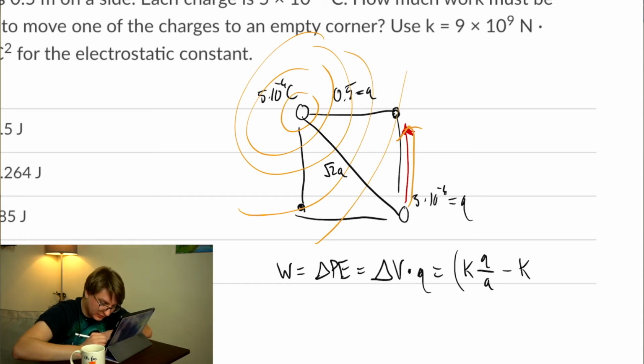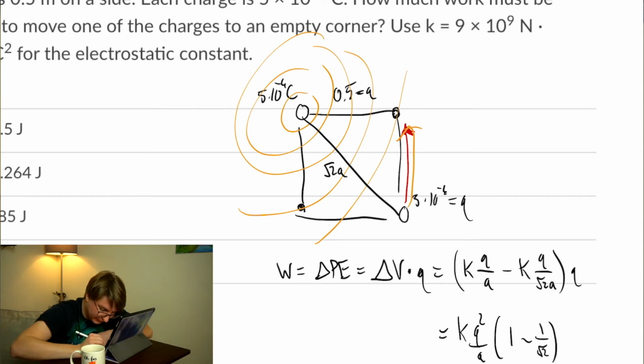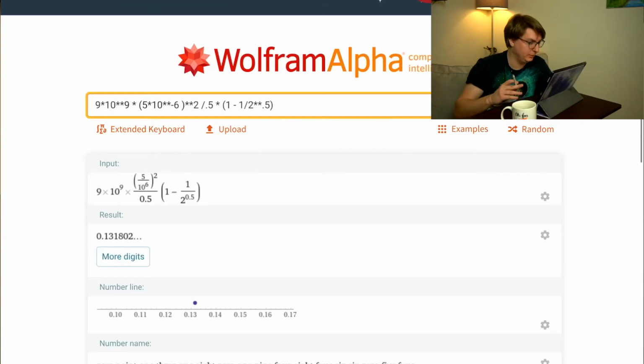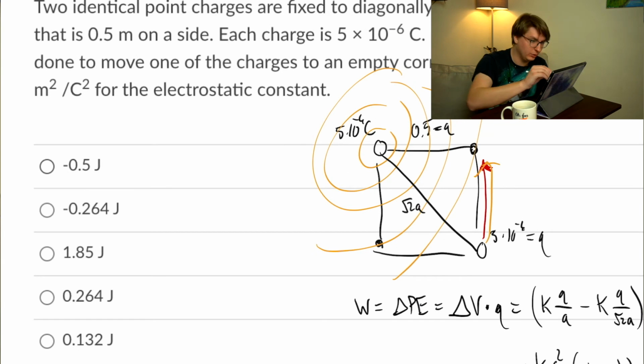All my Q's and A's are looking similar. Q over square root of 2 A times Q, and that's all we got. So moving it all together, K Q squared over A times 1 minus 1 over square root of 2. Oh my goodness, it's basically illegible at this point. Okay, then we put that in Wolfram Alpha. I like writing it all at once, so if you get it wrong, it becomes pretty obvious what went wrong. And we get 0.131. Is that one of our options? We go and look, and that looks pretty close. That looks like that one, so we're going to choose it. That's going to be our answer.